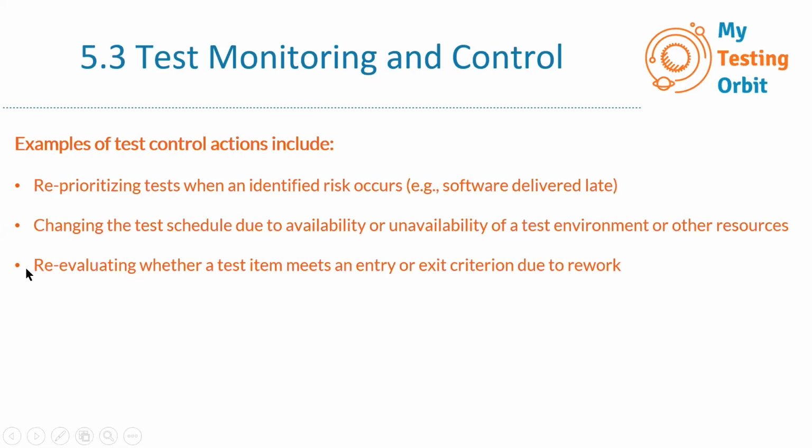The third one is re-evaluating whether a test item meets an entry or exit criterion due to rework. In the beginning, we do define the entry or exit criteria, but maybe things changed while working, and we might have to re-evaluate whether the test item meets the entry or exit criteria as well. We might have done that before, but depending on the changes which occurred during rework, we might have to re-evaluate that as well.